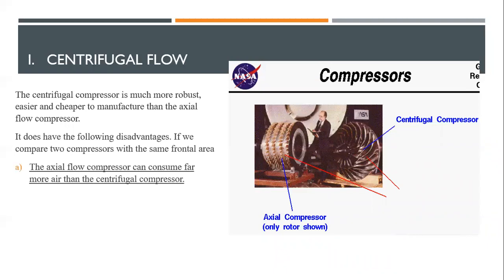As we know, we have two types, axial and centrifugal compressor. So there must be some disadvantage. That's why scientists and engineers made the axial. So what are the disadvantages of a centrifugal? The frontal area.